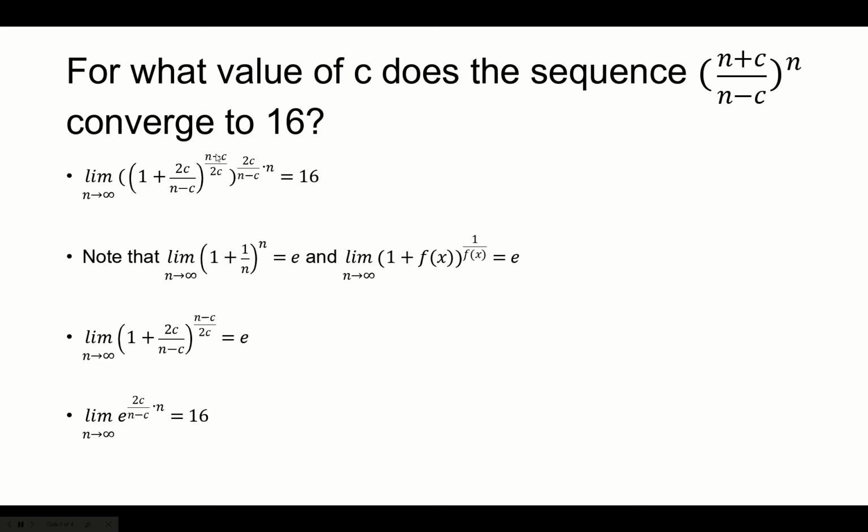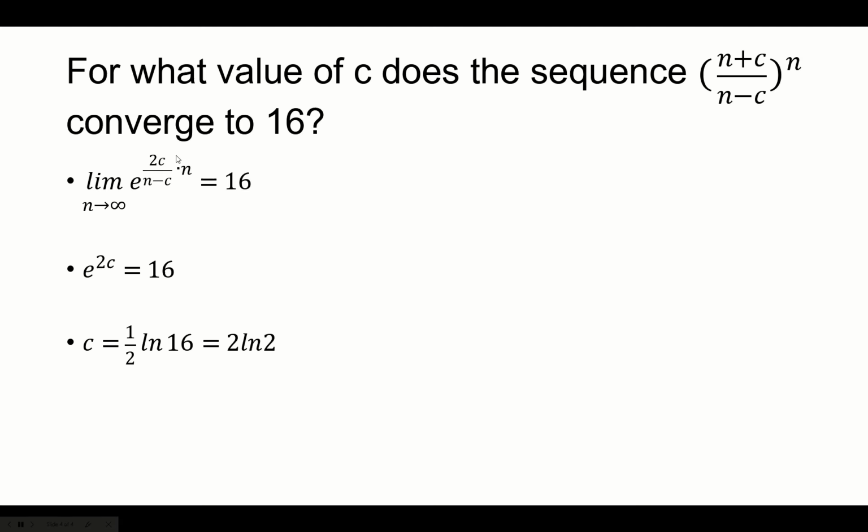So this first parentheses goes to e, and then we're left with 2c over n minus c times n. So for this one, notice that, well, we'll look at the next slide. Basically, you have n over n in the long run. So those are going to cancel. That's going to go to 1. So 2c over n minus c times n, as n approaches infinity, goes to 2c.